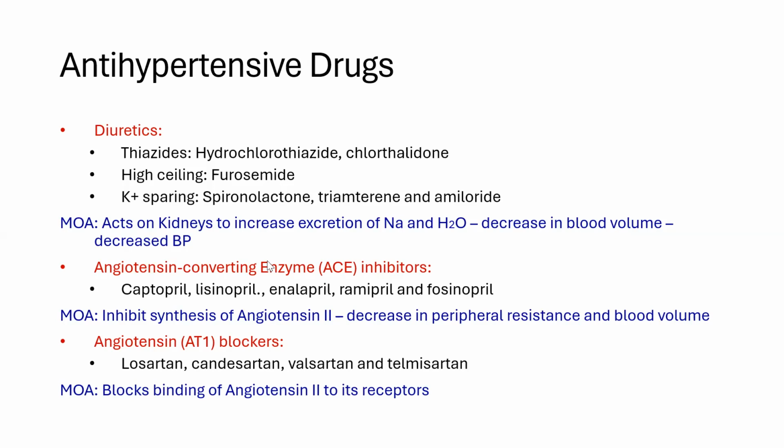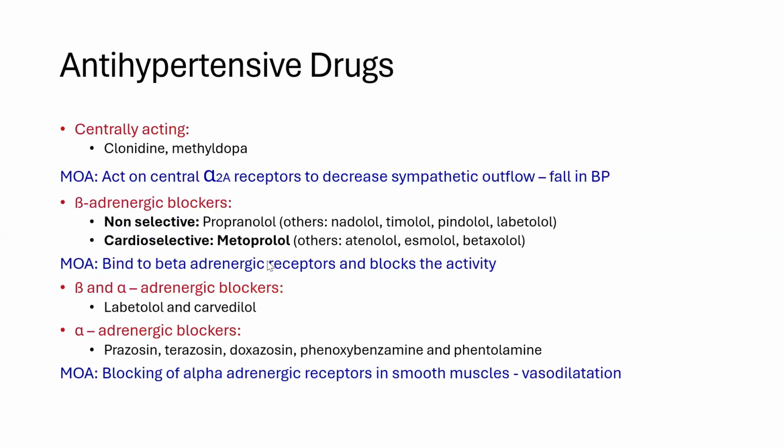Our third point is the angiotensin blocker or AT1 blocker. Examples of AT1 blockers are losartan, valsartan, telmisartan, etc., which block the binding of angiotensin 2 to its receptors. Some centrally acting drugs are here, like clonidine and methyldopa. They act on the central alpha 2A receptors, which leads to decreased sympathetic outflow, and hence lower BP.